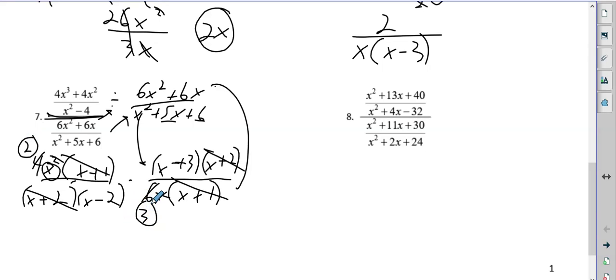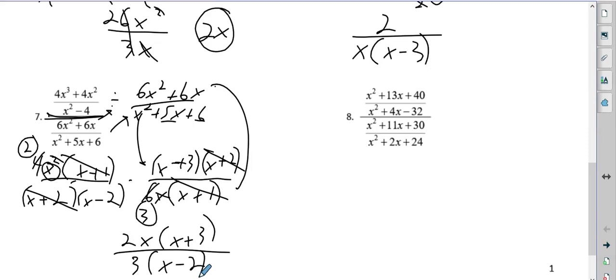So, what's left on top? I have a 2x. I have an x plus 3. On the bottom, I have a 3. And I have an x minus 2. And I just double check to make sure I didn't miss anything. And that's it. It can't cancel anymore.